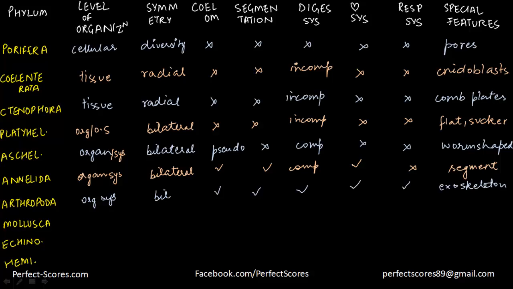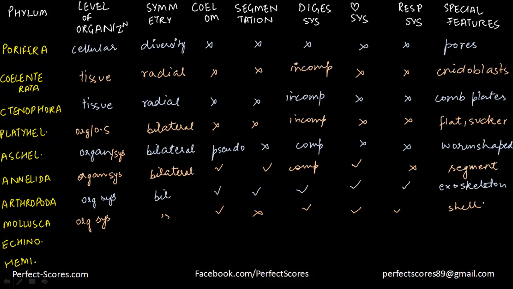The special features of Mollusca are that they also have an organ system level of organization. They have bilateral symmetry, and they have a true coelom. However, the segmentation is absent in them, but the digestive system is complete, the circulatory system and respiratory system are there. And the special feature is that they have an external skeleton that is usually made of shell. So that is their shell.